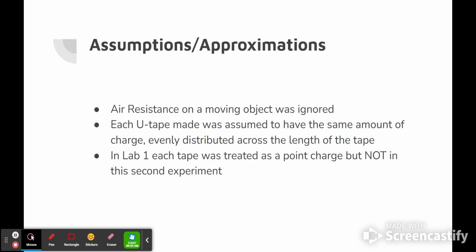Some assumptions and approximations made in this experiment were that air resistance on a moving object was ignored, because it was impossible to measure, and it was just included as part of the experiment. Also, each tape was assumed to have the same amount of charge, evenly distributed across its length. In Lab 1, we treated each tape as a point charge, but we didn't do this here because we wanted to explore line charges.